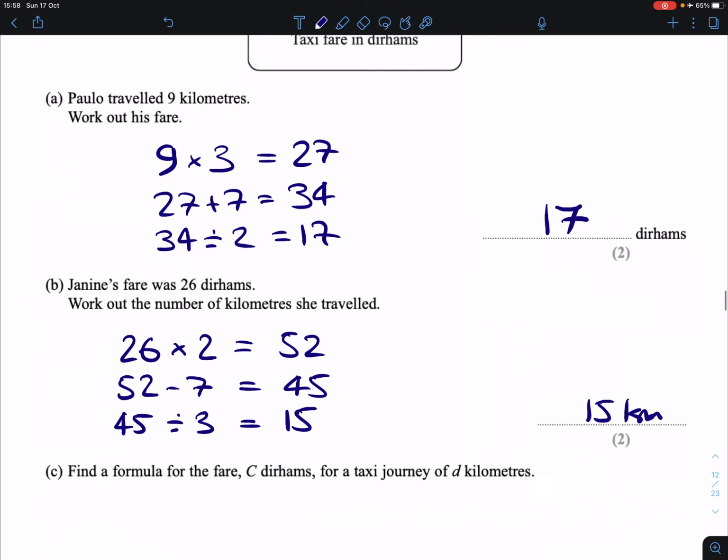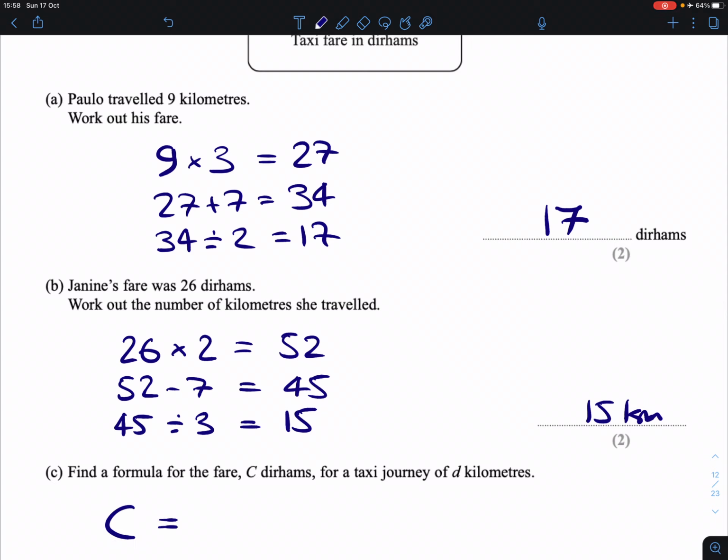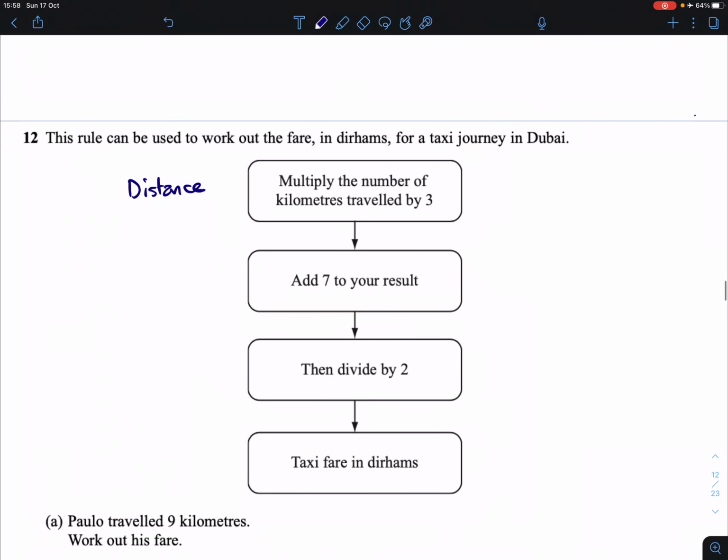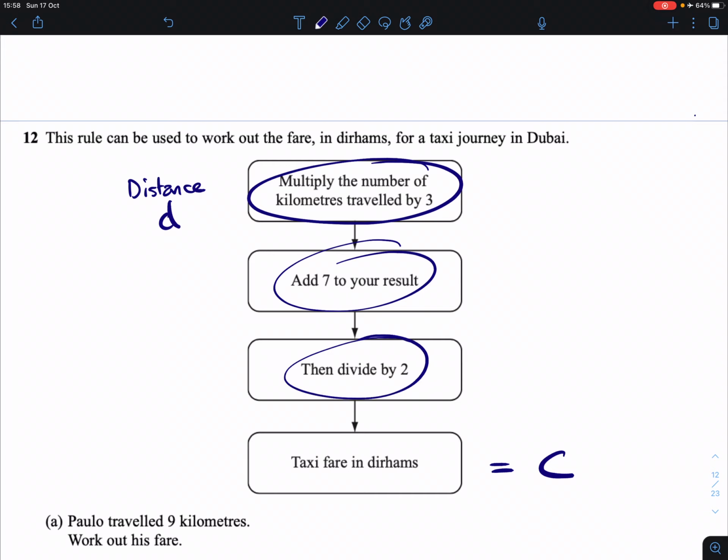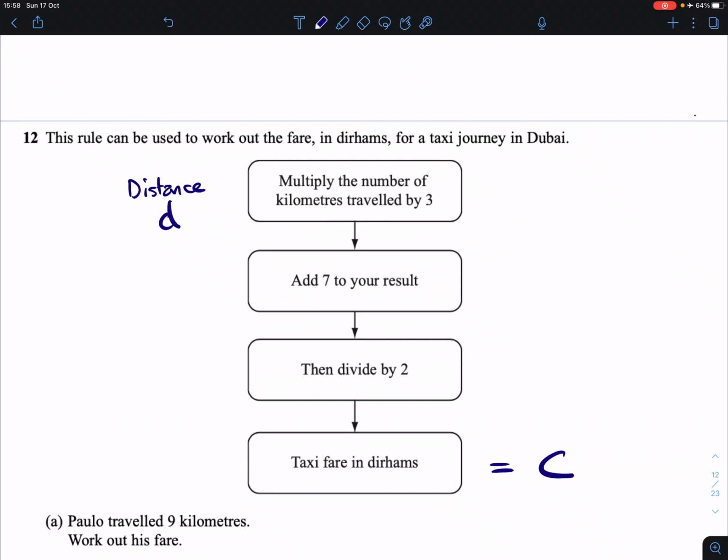And then part C, find a formula for the fare C for the taxi journey in terms of D kilometres. So that means that in our formula here, C being the answer, or the fare, if you started off with a distance D and did the following 3 sums, what would you get in your formula? Well, if we take D and multiply it by 3, that will give us 3D. Then if we add 7 to that, we just get 3D plus 7.